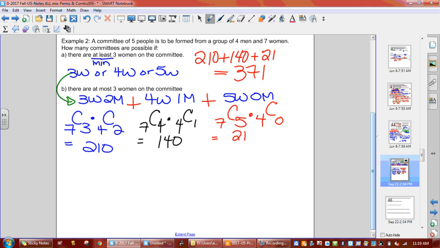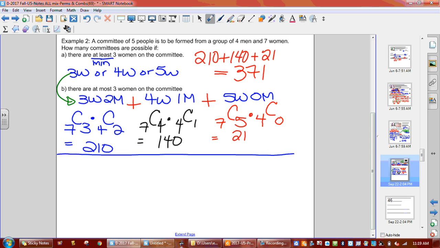Pretty good? Okay, now we're going to move on to B. B says at most 3 women. That means maximum 3 women, so you can't have more than 3. So that's going to be set up a little differently. I'm just going to draw a line under these guys and move up.